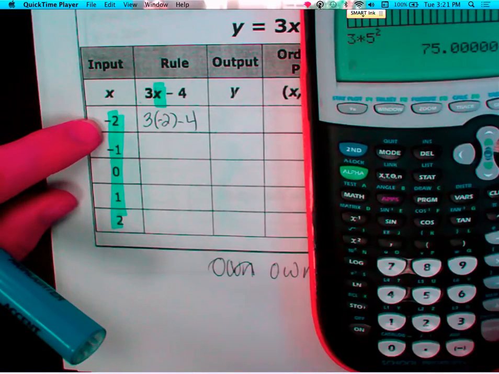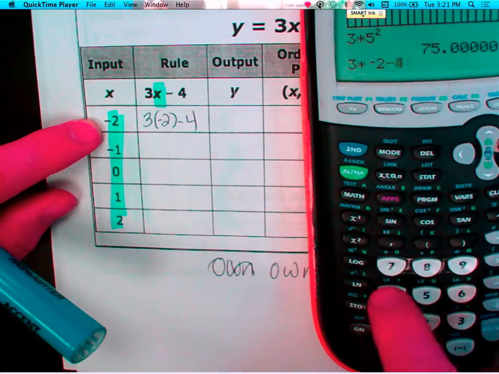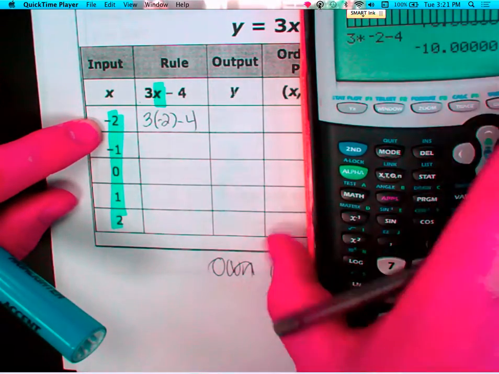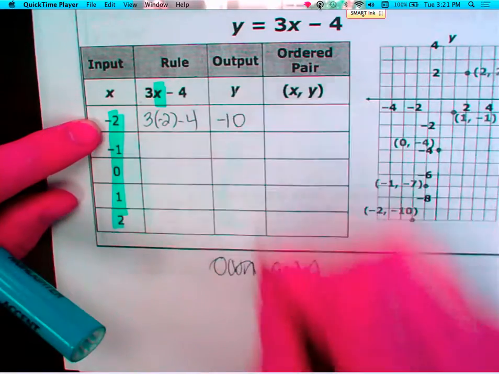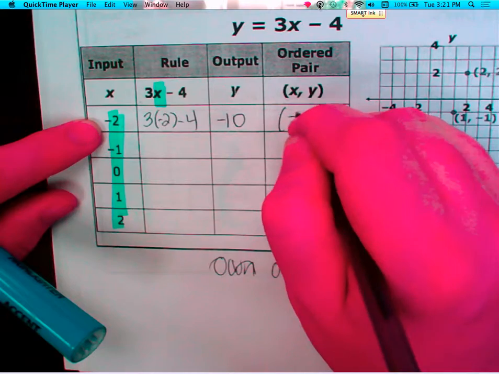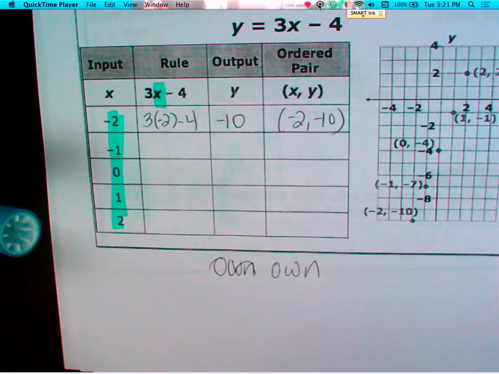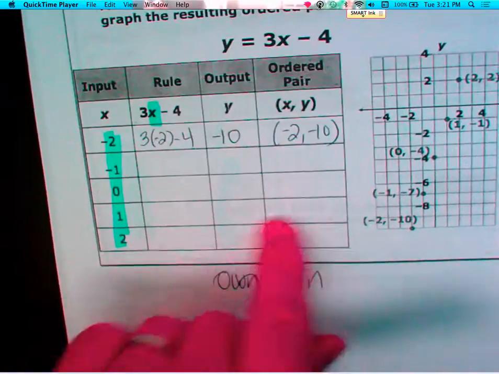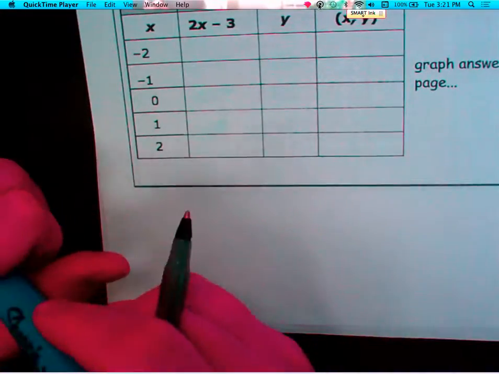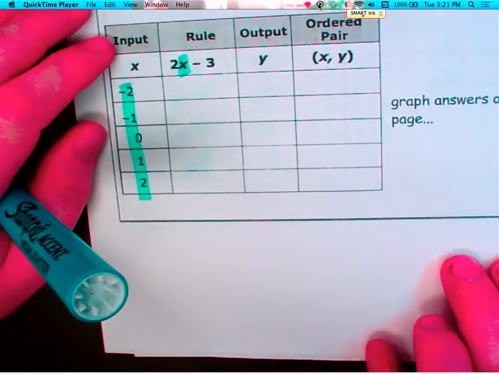You can pull out your calculator. It's 3 times -2 minus 4 gives me -10. And now I need to write my ordered pair. Domain, range, -2, -10. Put it down right there. Okay? So this is what I want to see you do on this one on your own. The next one you've got to do on your own is the same way here. Okay? You've got these right here. There's your ordered pair. There's your domains right there.